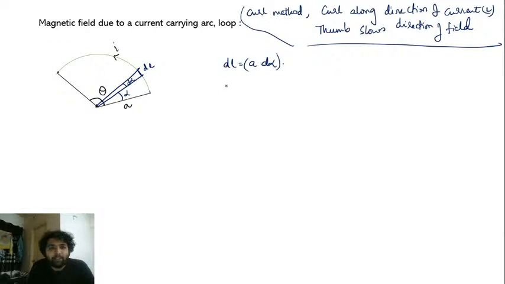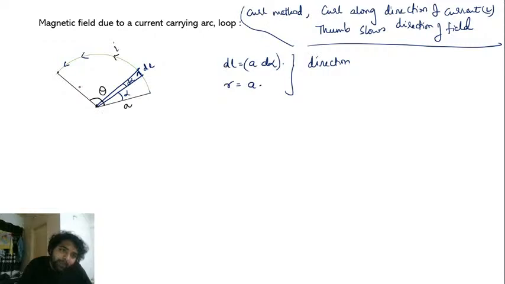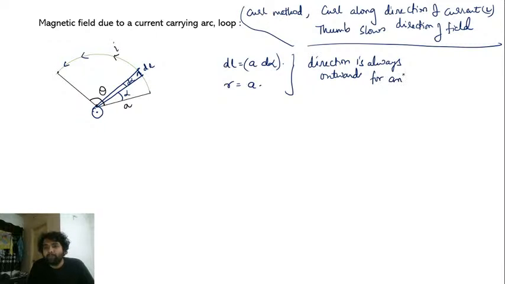And what is the separation? Separation is always a, it is always fixed. The direction is also the same for every part. If you observe, at every place the current flows this way, this way, this way, this way. Every time the direction of field will always be outwards. The direction will be outward for anti-clockwise current. We already discussed this, so I'm repeating it again. The direction will be opposite for clockwise current.